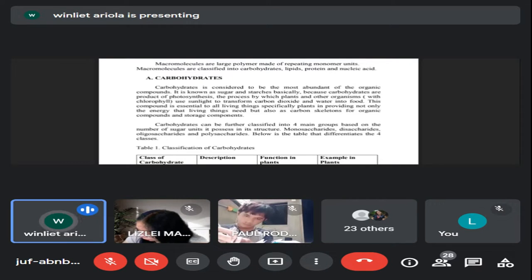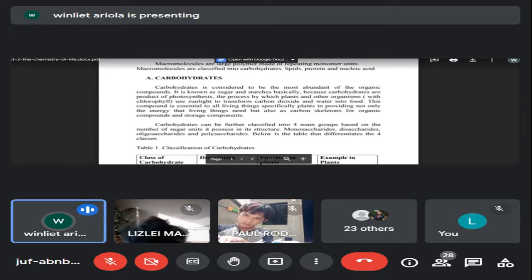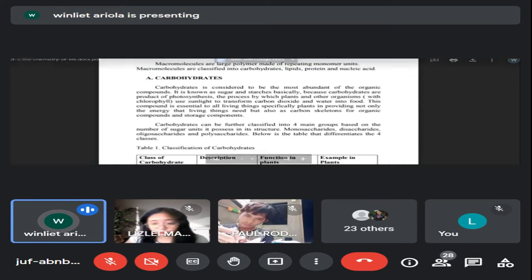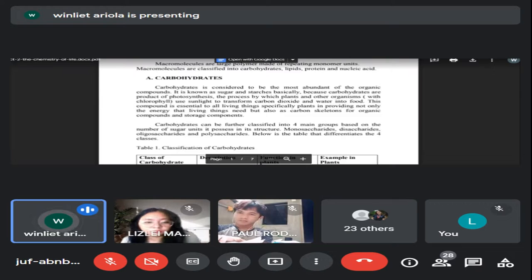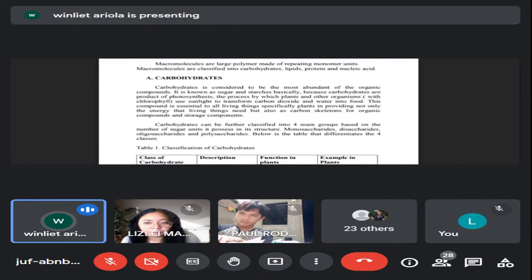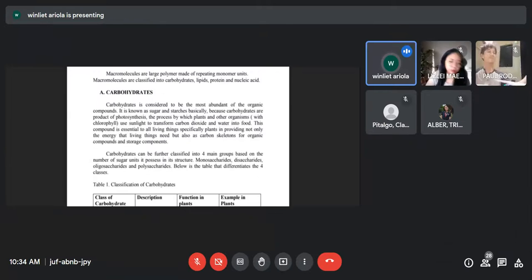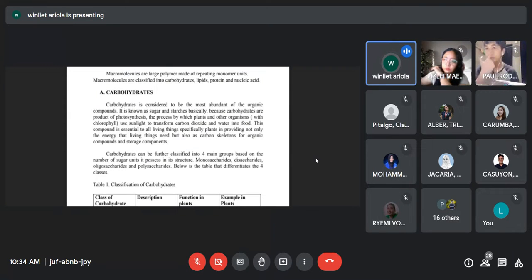Carbohydrates are the product of photosynthesis, the process by which plants and other organisms use sunlight to transform carbon dioxide and water into food. This compound is essential to all living things, specifically plants, in providing not only the energy that living things need, but also carbon skeletons for organic compounds and storage components.